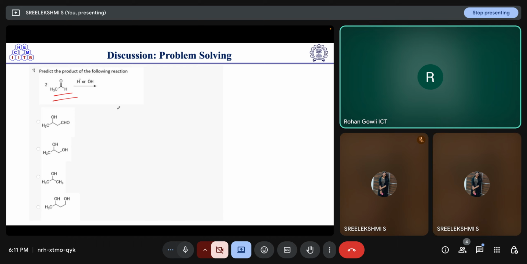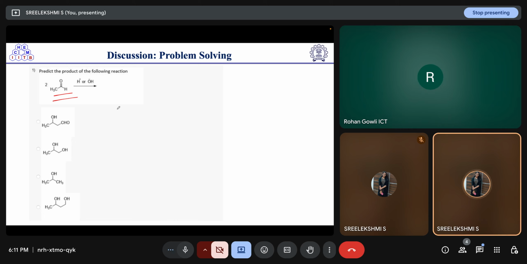It's going to, like, if it's a base, then it's going to abstract the proton of this double bond O. Double bond O, oh, there is no proton. Okay, this proton you are telling? Yeah, this one. No, actually, this alpha proton is more acidic than this proton. Okay, so if it abstracts this proton, it cannot exist in any other form, right?